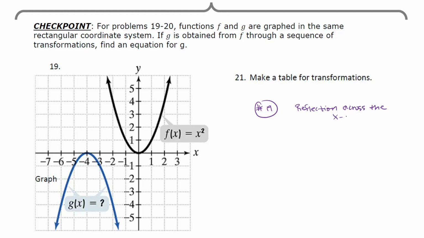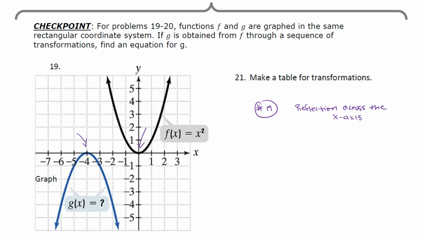In addition to that, my vertex is at 0, 0 in my standard function here. Right, it's at 0, 0, but now it's at -4, 0. So that means there had to be some sort of shift that took it from 0 to -4. It's still on the x-axis, which means that my y is still 0. It's the x that changed from 0 to -4. Therefore, I know I had a horizontal shift.